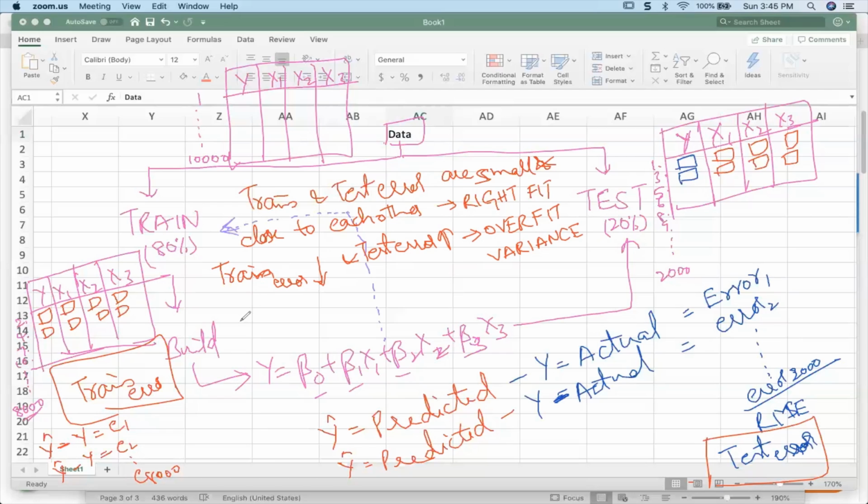And then if training error is high, then obviously your test error also will be high. If both are high, then it's called underfit or bias.